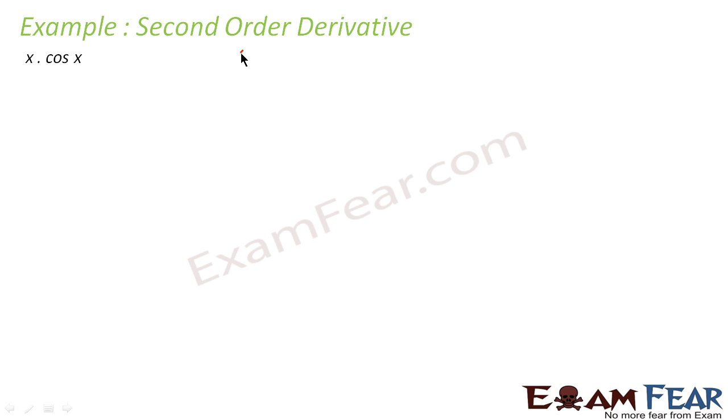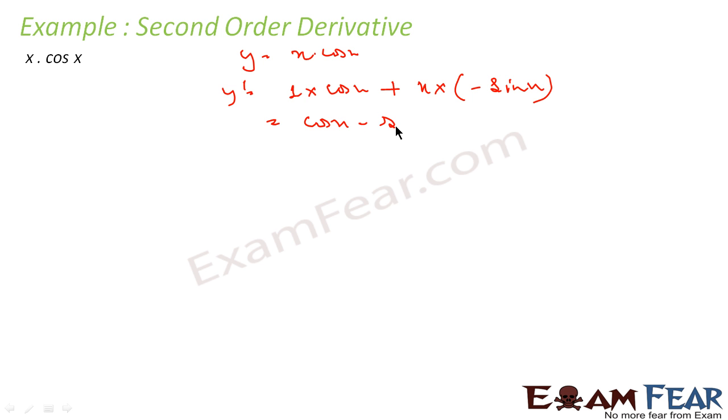x cos x is my y. This is the product rule, u into v. So y dash will be, differentiate this, that becomes 1. Let cos x be constant, plus let x be constant into, differentiate this with respect to x, this becomes minus sin x. Correct? So that is nothing but cos x minus x sin x. So that is my y dash.